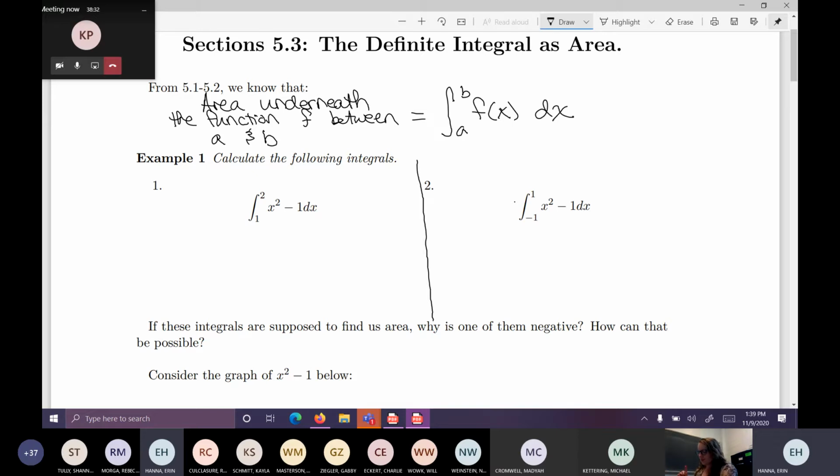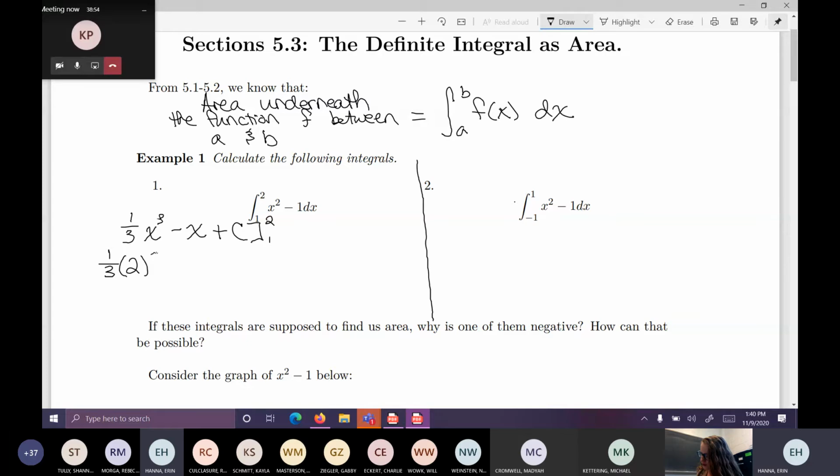So we want to take the integral from 1 to 2 of x squared minus 1. We need the antiderivative first. So we'll add 1 to the power and divide by the new power. I'm going to bring it out as a fraction to start with because I will run out of space if I don't. The antiderivative of 1 is x, and then plus c, and we need to go from 1 to 2.